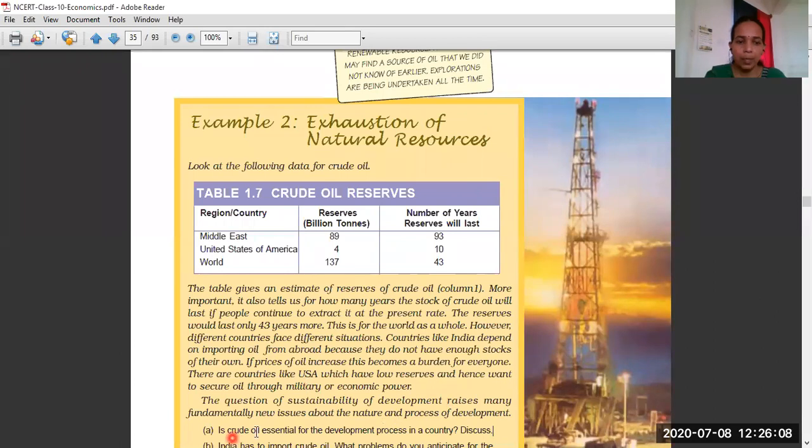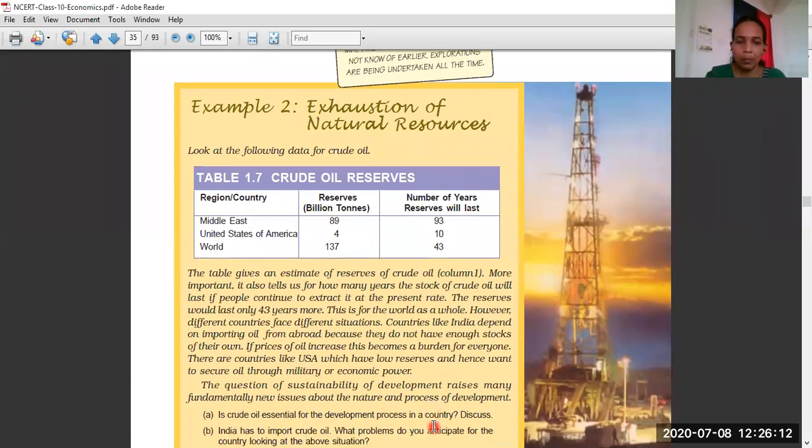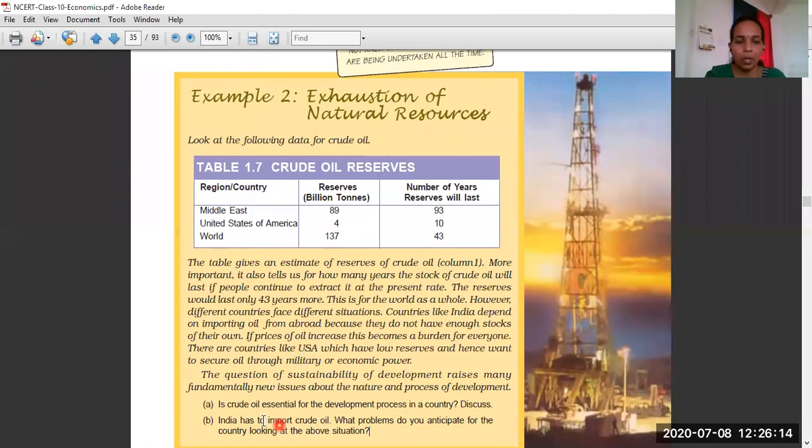The question of sustainability of development raises many fundamentally new issues about the nature and process of development. What are the issues? Is crude oil essential for the development process in a country? It is essential, but we can look for a substitute. Nowadays, many substitutes are there. The technology is developed, and through this technology, we have to look for a substitute for it.